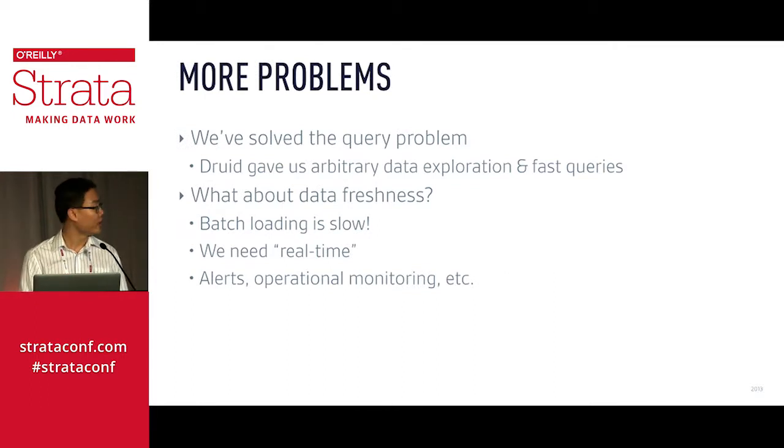So when we deployed Druid into production, we were pretty happy with the results. Druid gave us the ability to do arbitrary data exploration, and it also gave us the ability to do very fast queries. So Druid was highly optimized for the types of queries that we were trying to solve. Now, in the very first version of Druid, we still had some other problems. The only way that we could load data into Druid was to run these pretty long Hadoop jobs and batch load data into Druid.